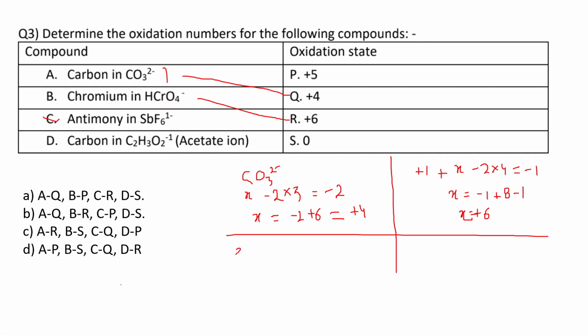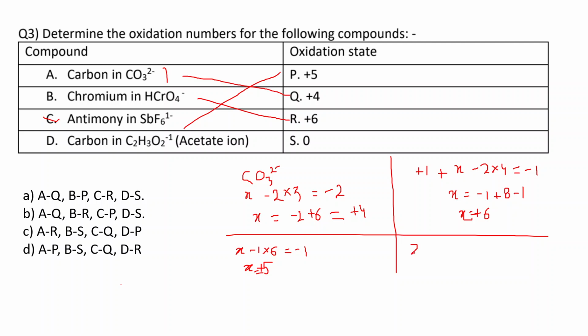SB, because antimony we want to calculate. So let's say X. What is the oxidation state of F? It's -1. So -1 into 6. What is the overall oxidation state? It's -1. So X will be equal to +5. So this goes here. And let's calculate for acetate ion as well, just to be sure.